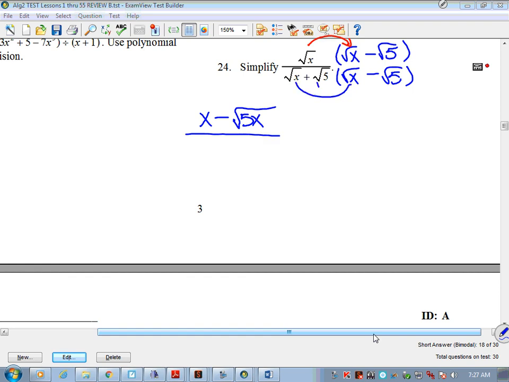Then I'm going to multiply by some difference. So I'm going to get radical x times radical x again is x. Radical 5 times negative radical 5 is negative 5. If we look at the answer there, that's it. That won't simplify any further. So that's my answer to number 24. Again, that's lesson 44, rationalizing denominators.